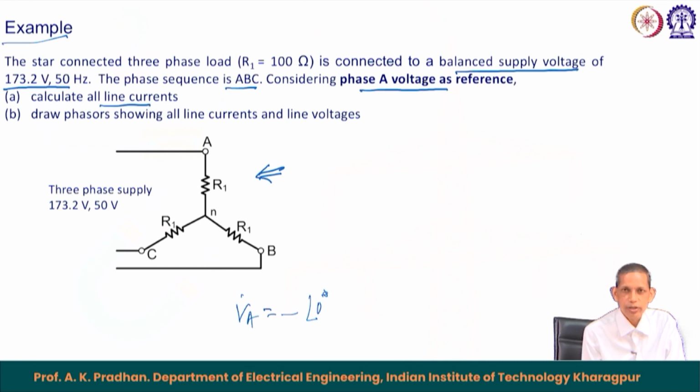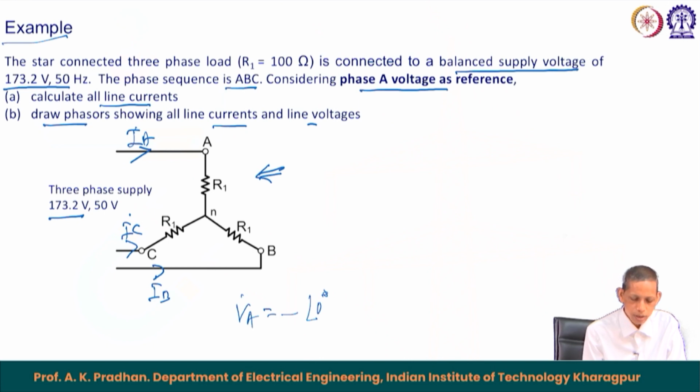Calculate all line currents, the current in the line, this is I A, this is I C and this is I B. So, these are the 3 currents. Draw phasors showing all line currents and line voltages. So, we will plot the corresponding phasors for all line voltages and line currents. What we see here is the supply voltage of 173.2 volt, 50 Hz. As I said, this is the line voltage.